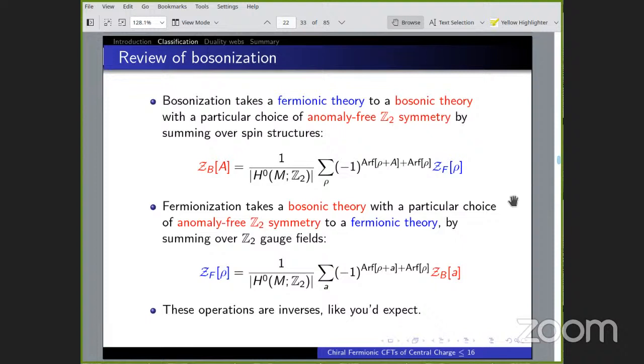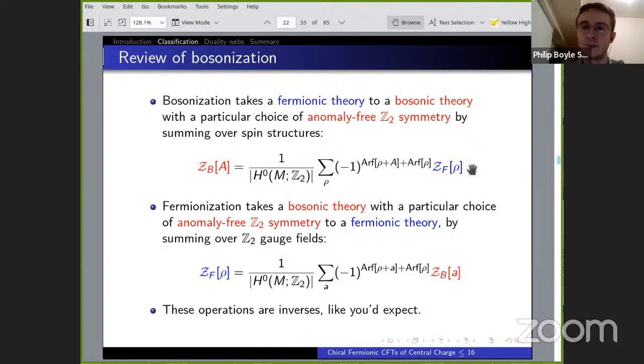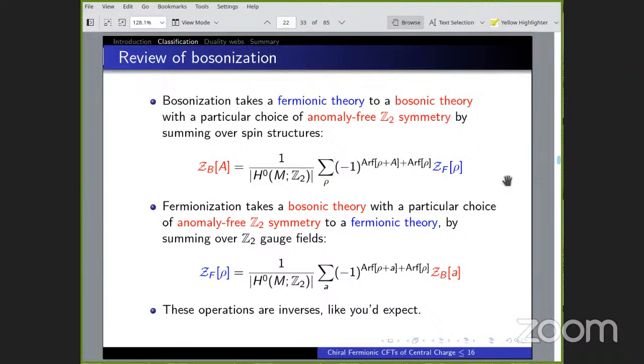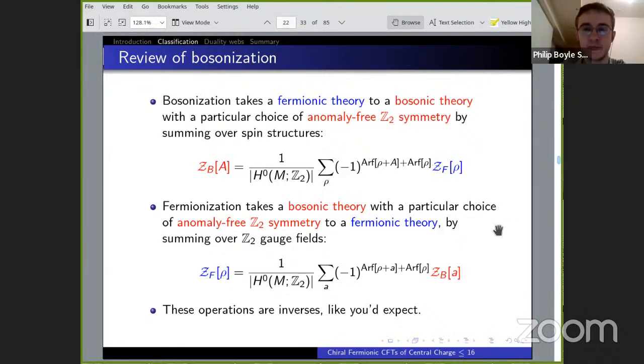So this power of minus one is a phase, something in Z mod two. No, sorry, I just want to confirm. Both ARF of rho plus A and ARF of rho could be one, right? Yes. If A is zero and rho is an odd spin structure, then they would both be equal to one. Right, so then it's a two, not a zero or one. But that's fine, as long as it's just the even or odd thing that matters here. Yeah, it's just the parity. Okay, thank you. That's good.